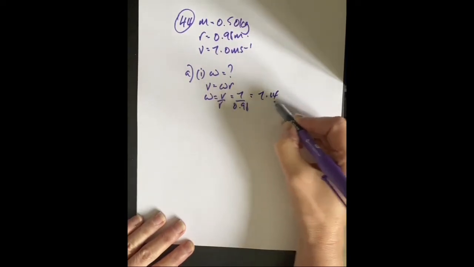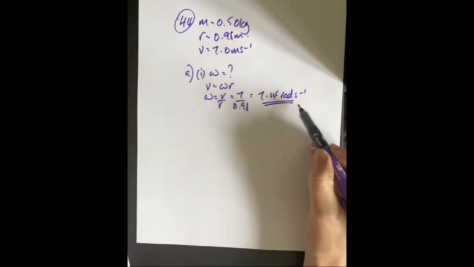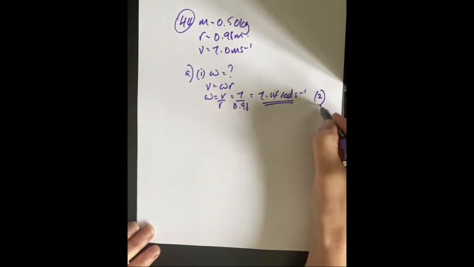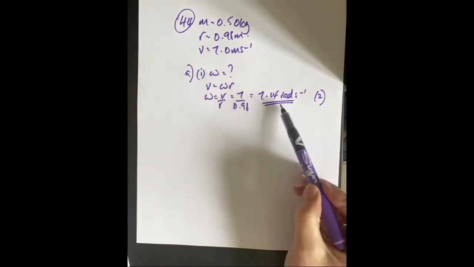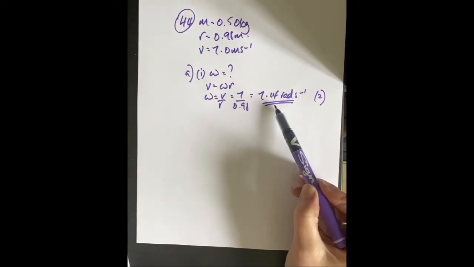And the answer is in radians per second. There's a unit mark there. So if you didn't get the unit right, you will have lost a mark. It's not meters per second. It's not acceptable to leave a number without the unit.